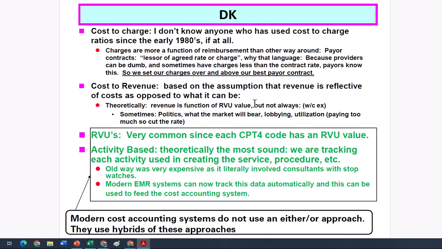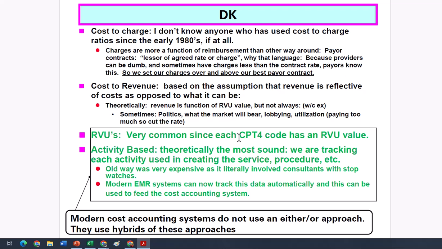Cost of revenue, it's better, but why would you use it if you have RVUs? So RVUs is very common since each CPT4 code has RVUs. And if you look in that handout on cost accounting systems, RVUs is easy. It's benchmarkable. It's standardized. Every procedure code has an RVU. Rock and roll with RVUs.